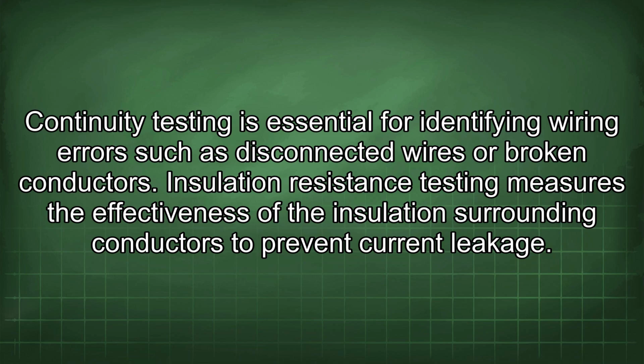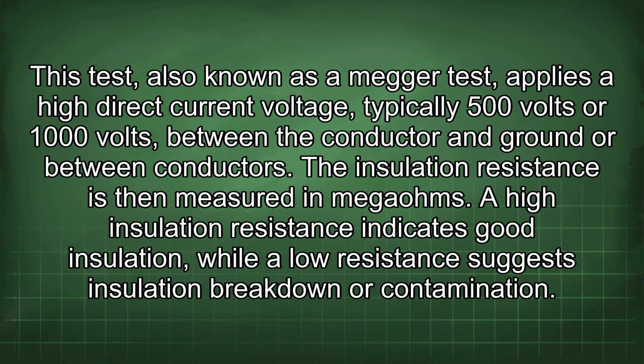Insulation resistance testing measures the effectiveness of the insulation surrounding conductors to prevent current leakage. This test, also known as a Megger test, applies a high direct current voltage, typically 500 volts or 1000 volts, between the conductor and ground or between conductors. The insulation resistance is then measured in megohms.